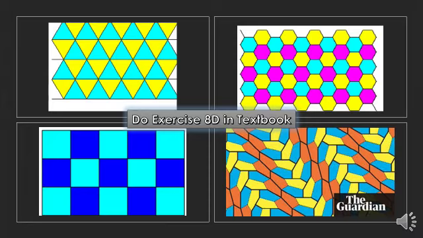These are the examples of tiling, where you can see there is no gap and no overlapping. So children, now that you have understood what tiling is, do exercise 8D in your maths textbook.